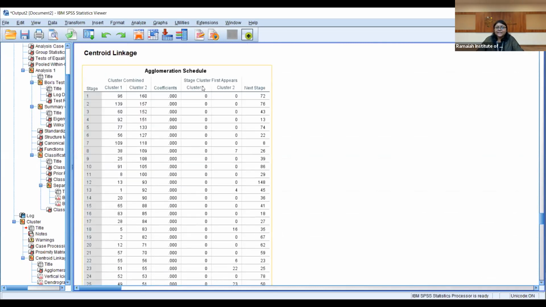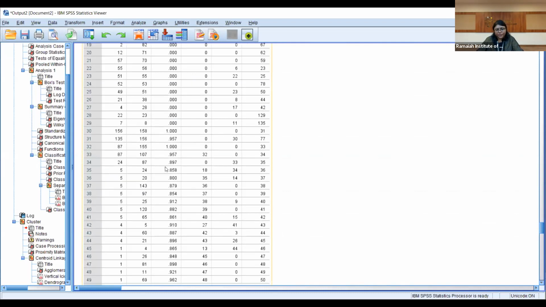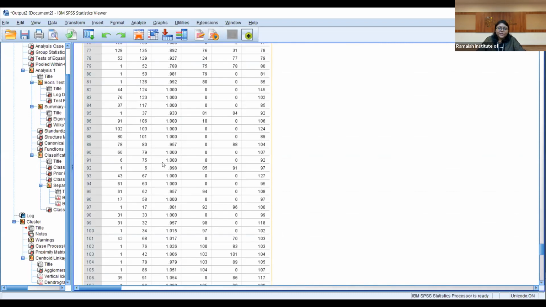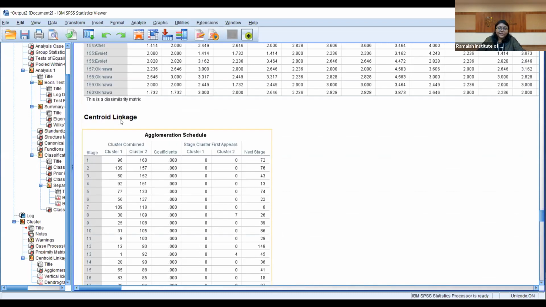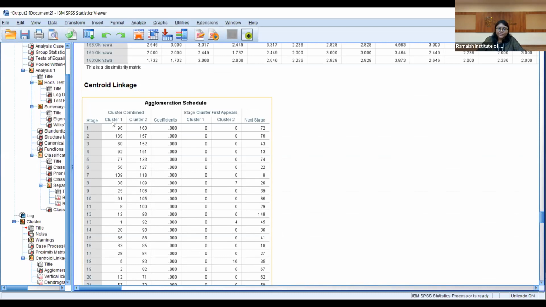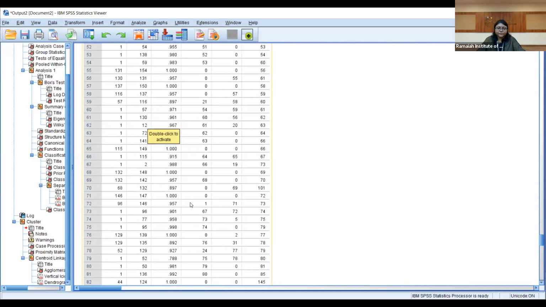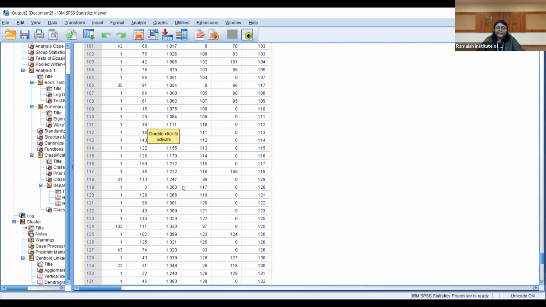The next thing that we see is the centroid linkage method, that is the agglomeration schedule. In this agglomeration schedule, if you check the coefficients, those coefficients which are 0.00, that means they are the ones which are actually useful. And if you check the clusters, the number of clusters formed is 2 clusters. The first one is cluster 1 and the second one is cluster 2. So in this case, you need to check what is the difference. Please do check these values.